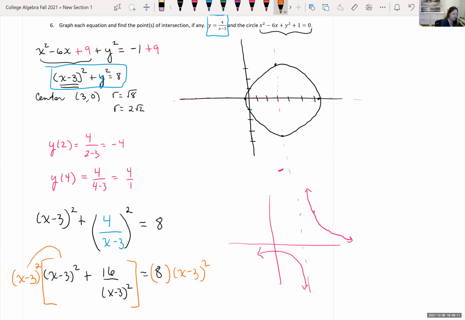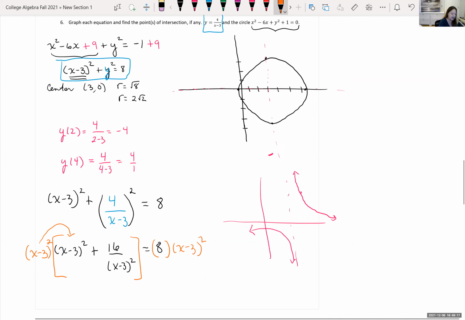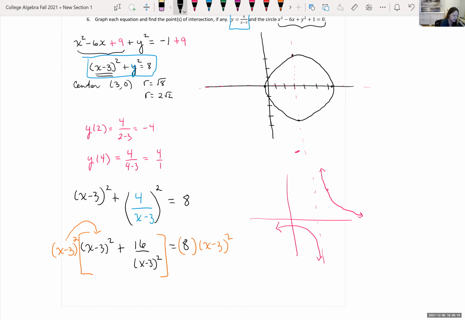And so when I distribute it over here, I have an (x minus 3) quantity squared times an (x minus 3) quantity squared. That's going to give us (x minus 3) raised to the 4th power. Plus, distributing this (x minus 3) quantity squared over to the 16 over (x minus 3) quantity squared, those (x minus 3) quantity squares cancel, just leaving us with 16 equals 8 times (x minus 3) quantity squared.